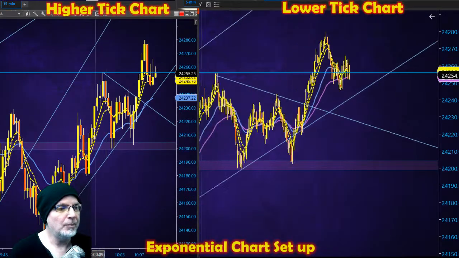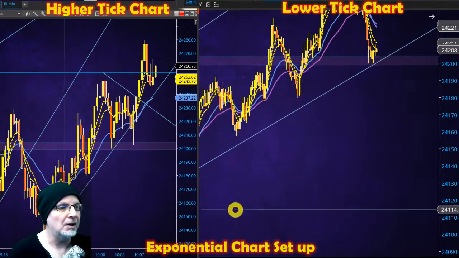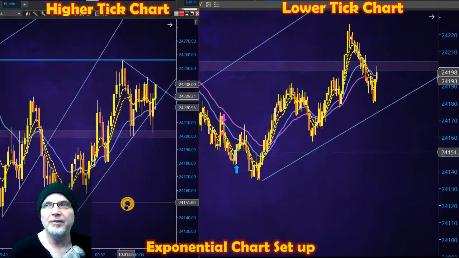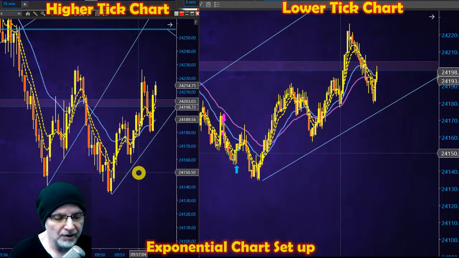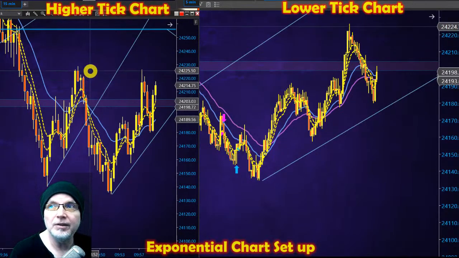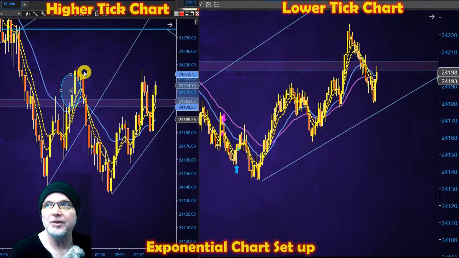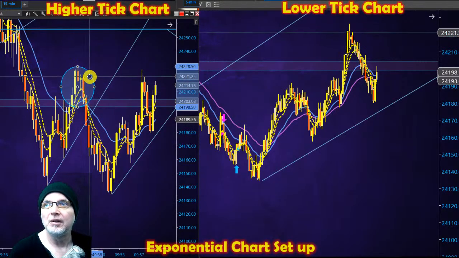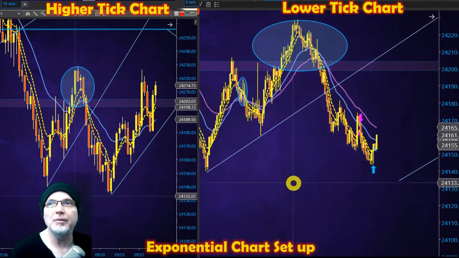And where would be the first one? If I was just going with this exponential system only today, I'd want to wait for the very first time they both agreed to cross over together. So we know that one did. This one up here, let's just say this was the first time I wanted to take a long because this crossed over. Let's copy and paste that over here and see what happened with that.